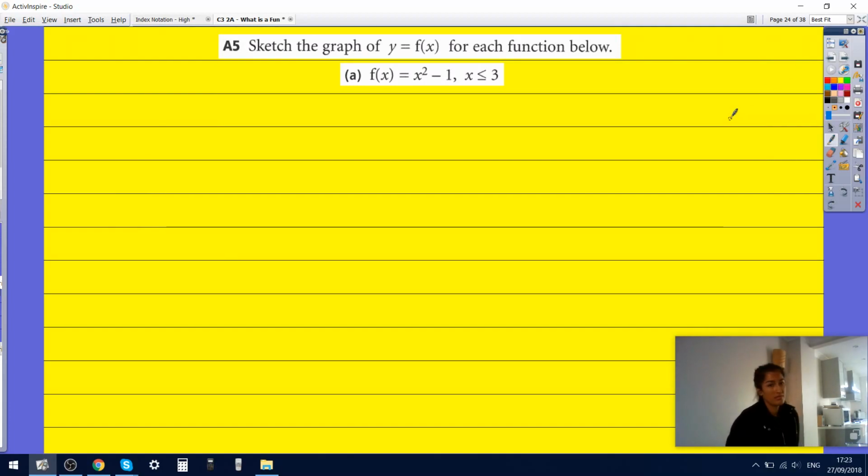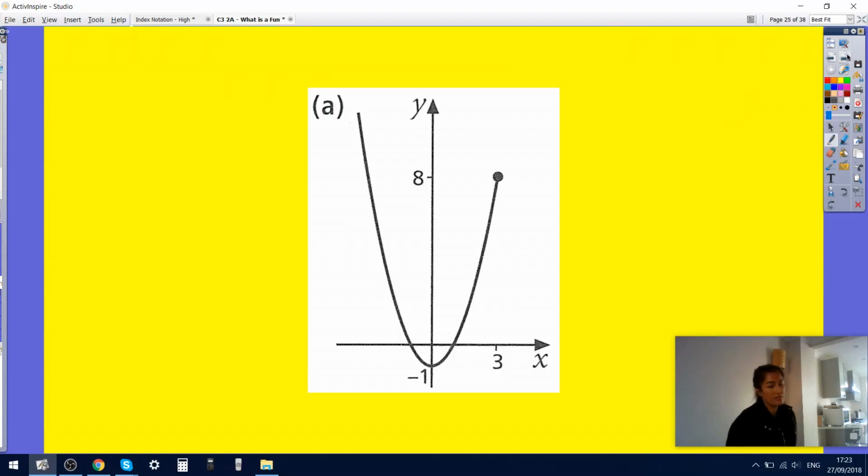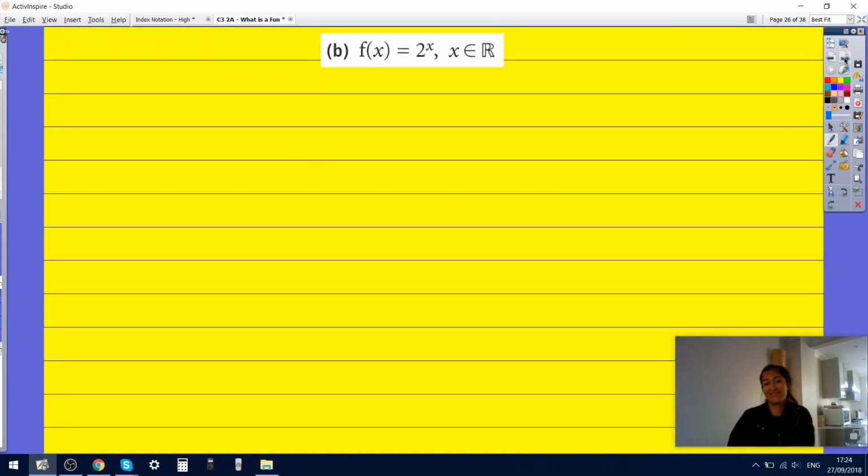Sketch this graph. Okay, how would you sketch this graph? Does it have like an asymptote? Yeah, what is the asymptote? Or the equation of the asymptote? Does it cross 2? No.